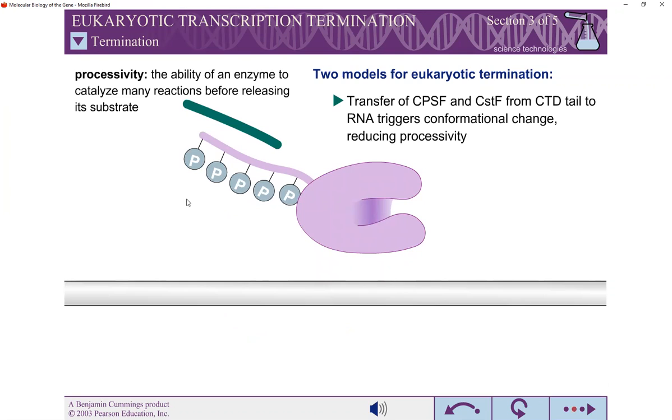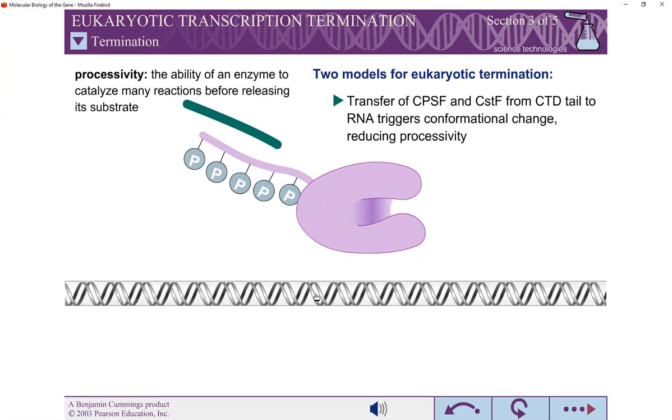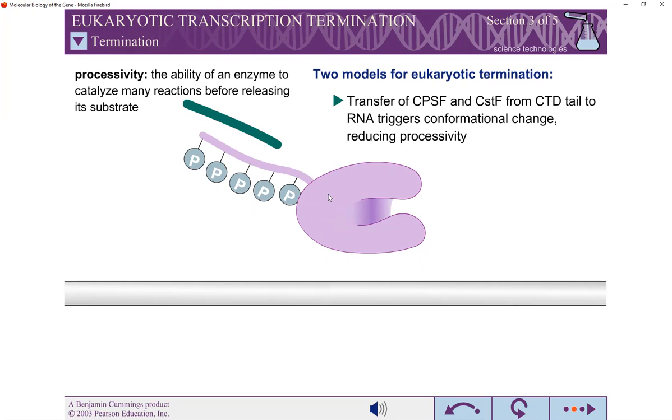Now see this. How does the process of termination take place? Termination takes place on the basis of two different models. Transfer of CPSF and CSTF from the carboxy terminal domain triggers changes in the conformation of the RNA polymerase, reducing its processivity over the DNA. Once the processivity is reduced, the affinity of the RNA polymerase for the DNA is reduced. Once the affinity is reduced, RNA polymerase is going to be dissociated from the DNA molecule, and this is the RNA chain that has been released.